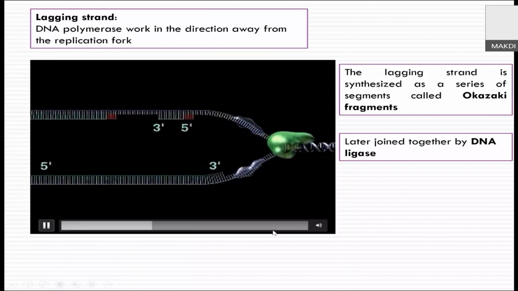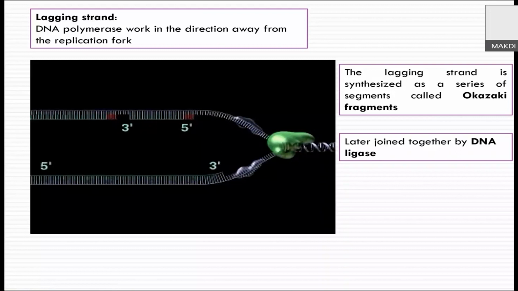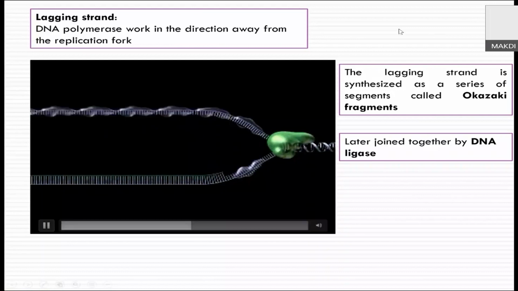Jadi lagging strand dia ada banyak primer lah. Dia add satu-satu. Then after that they remove the primer. Next, each RNA primer is replaced with DNA. Then the gaps are closed to form the lagging strand. Okay, and then joined together by DNA ligase.